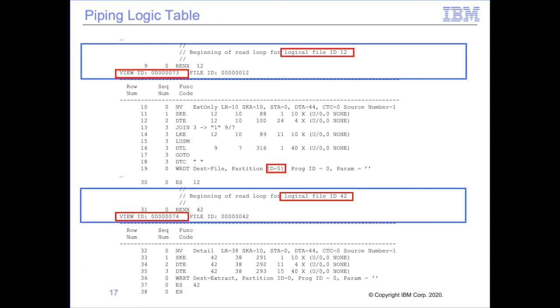This is the logic table generated for the piping views. The pipe logic table contains no special logic table functions. The only connection between ES sets is the shared physical file entity. The first RENX ES set is reading logical file 12. This input file is on disk. The pipe writing view, view number 73, writes extracted records to the physical file partition 51. The next RENX ES set reads logical file 42. This logical file contains the same physical file partition, 51, written to by the prior view. The pipe reader view is view 74.